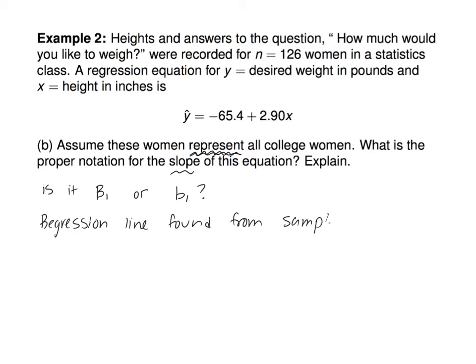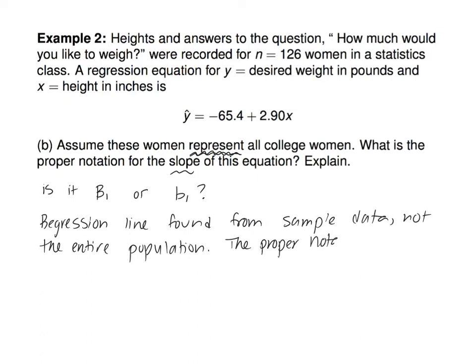Found from sample data, not the entire population. And because it's a sample and not everybody, it's not the true value, it's only an estimate of the true value. So the proper notation is b1.